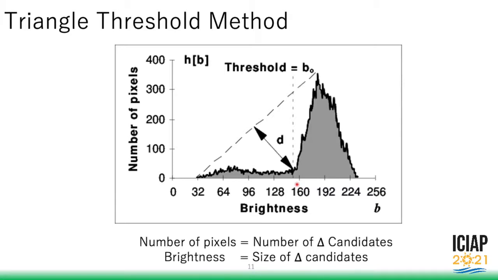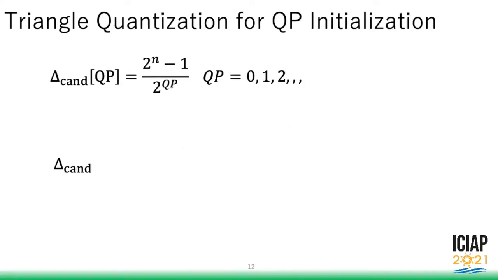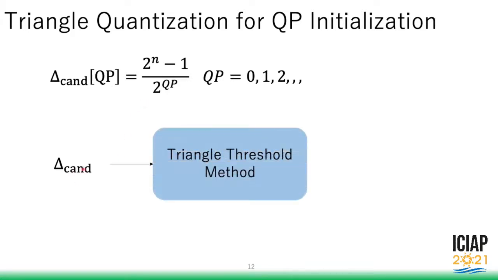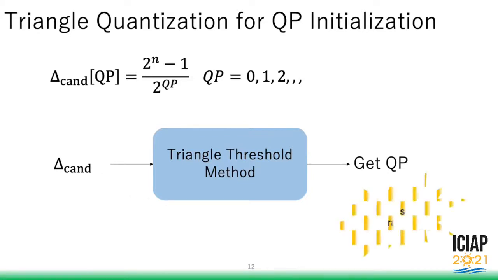To do it, we set the number of pixels equal to the number of delta candidates and brightness equal to the size of the delta candidate. We find delta candidates like this. We calculate delta changing QP equals 0, 1, 2 until delta equals 0. After that, we adapt the triangle threshold method to this array and get the optimal QP. We can get it with fewer iterations.